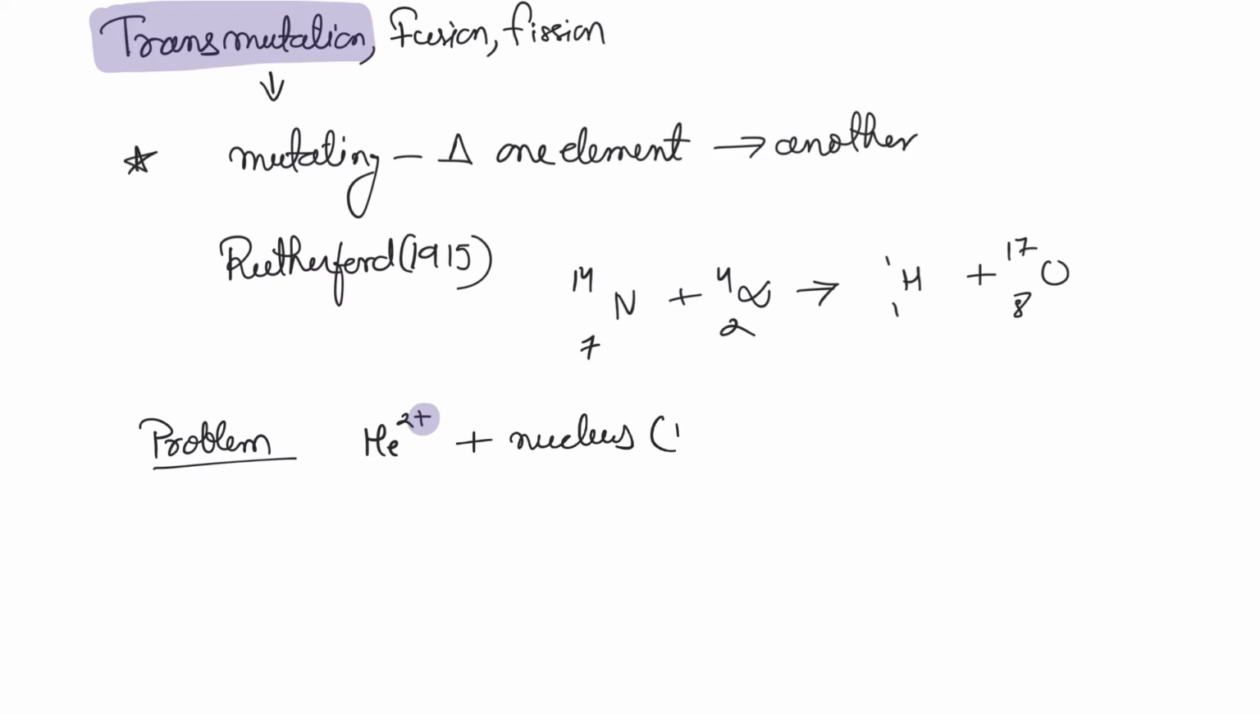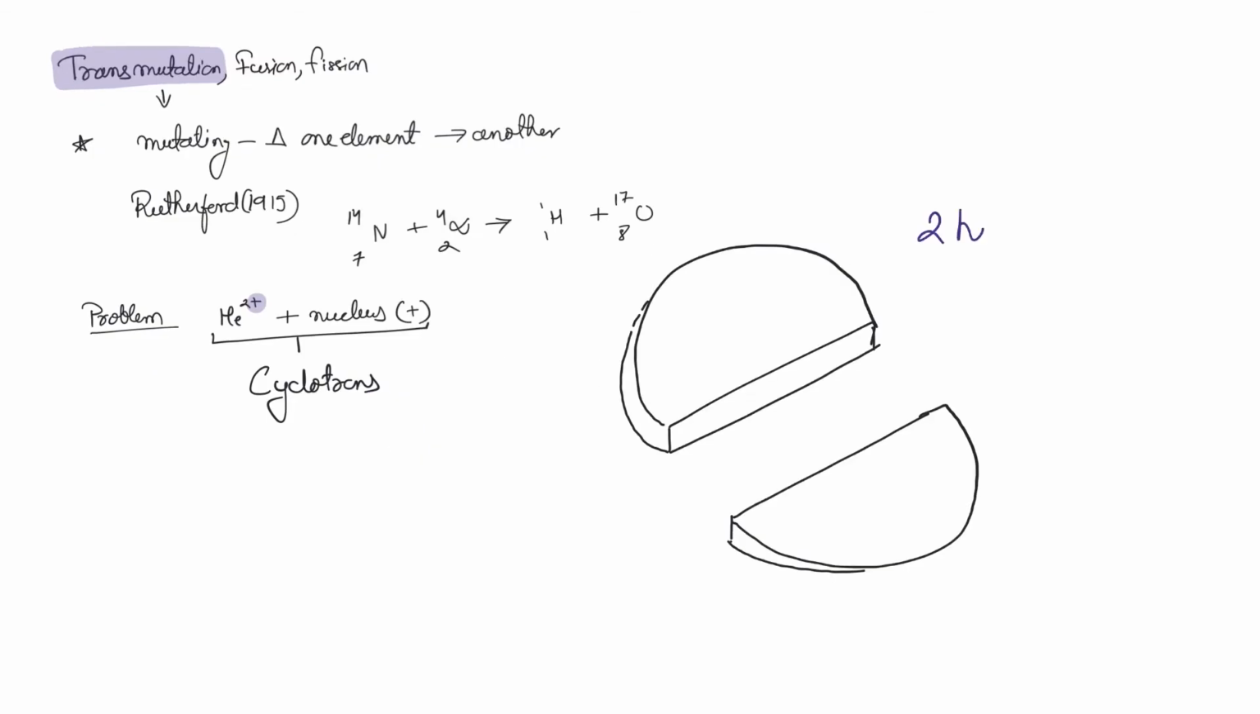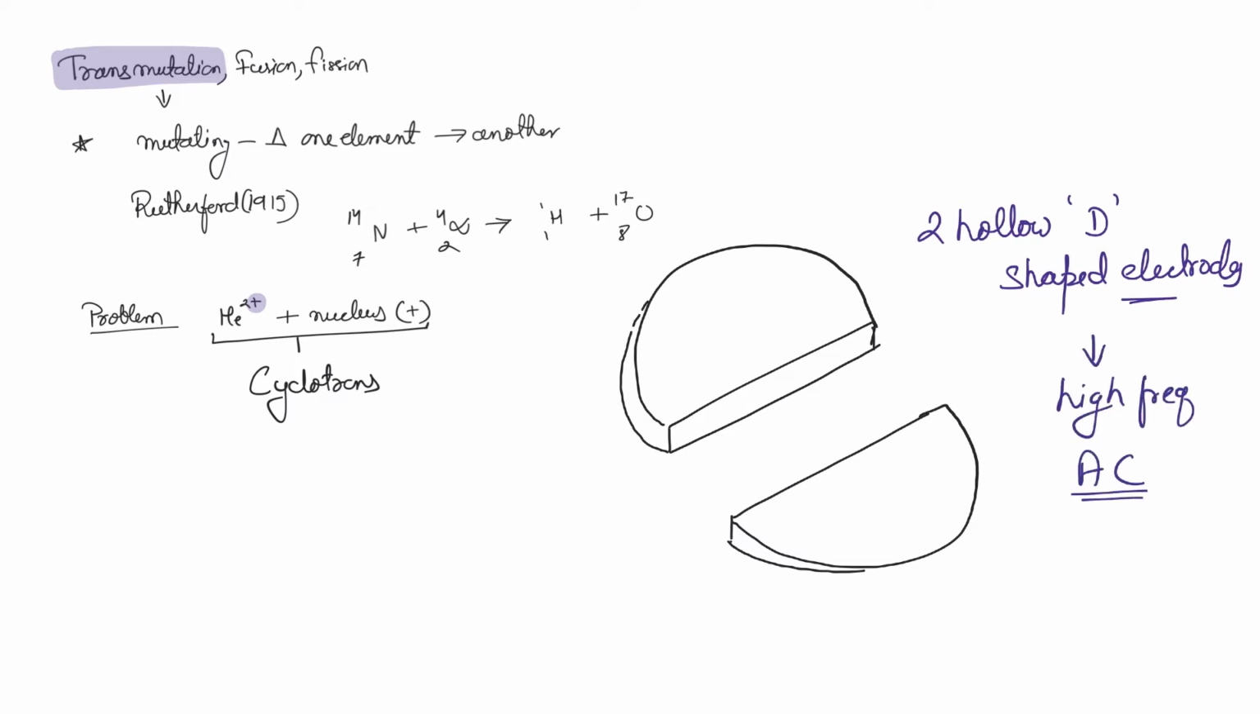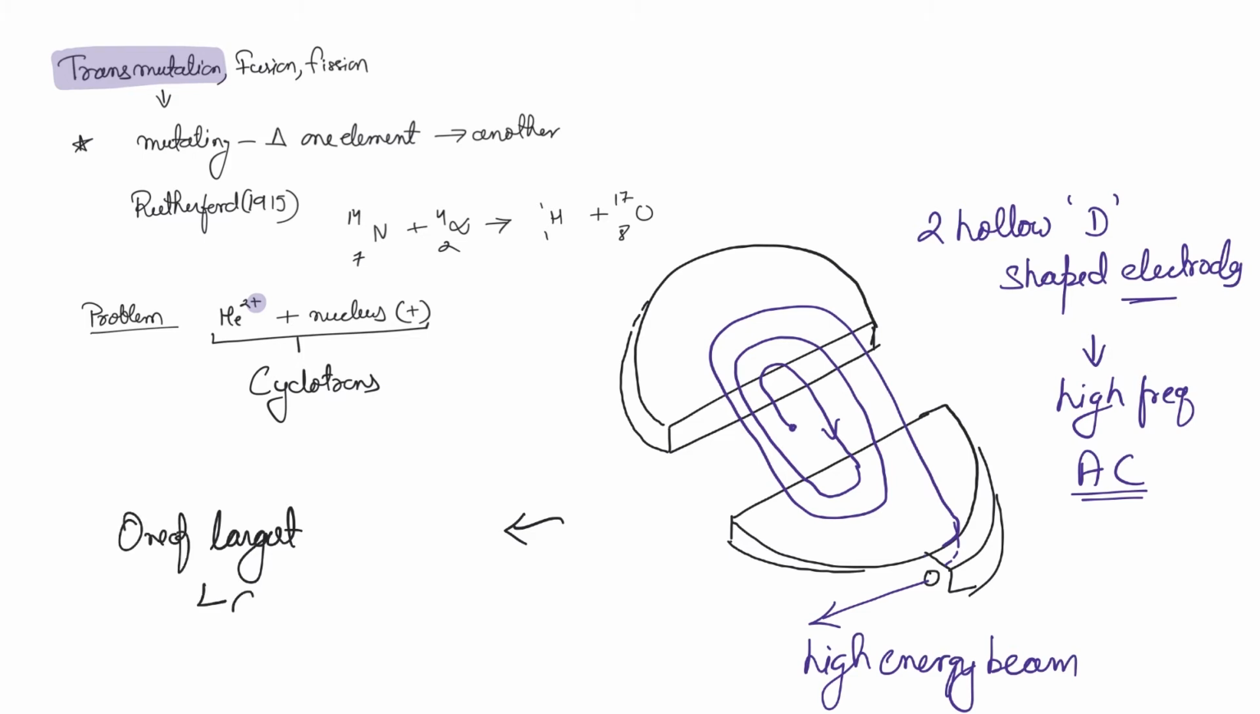Now the problem is whenever you want to bombard with these He2+ particles, you need to use complicated machines called cyclotrons, because He2+ is positive, the nucleus is positive, right? So you use these two Ds. These two Ds have a high frequency AC current, and when an He2+ particle goes around, because of the magnetic field, it gets more and more velocity, and finally you allow it to come out, and this is a very, very high energy beam carrying particles with high energy. One of the largest facilities like this is at CERN, right?